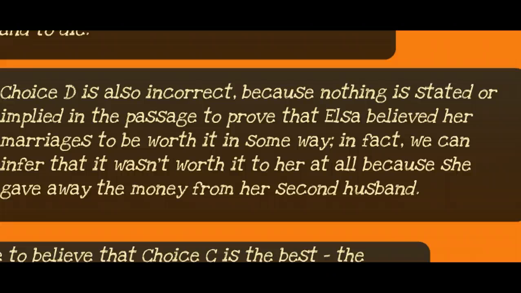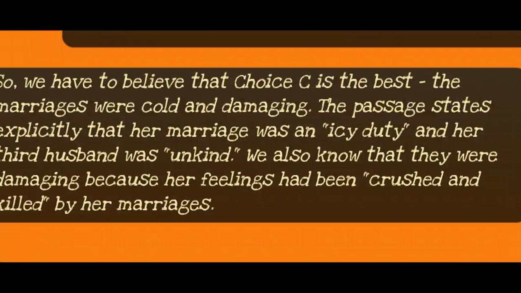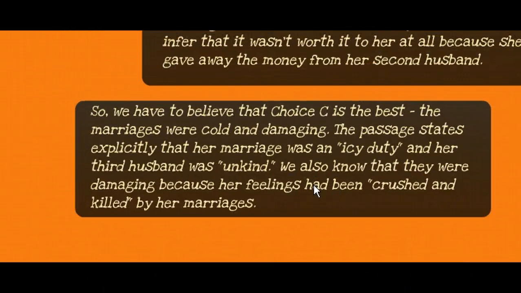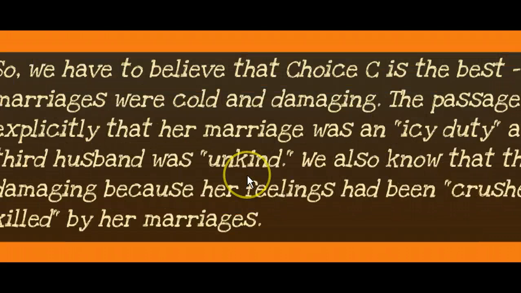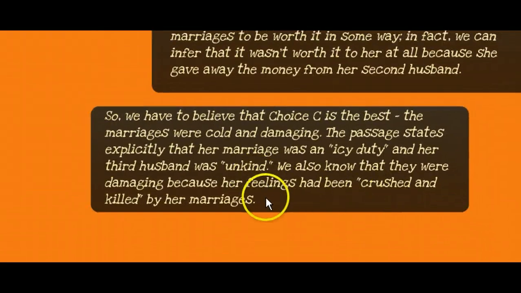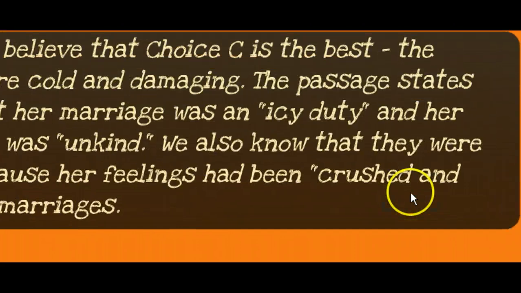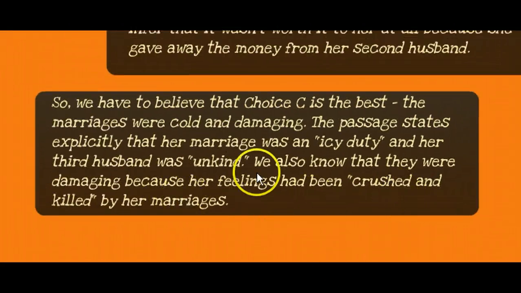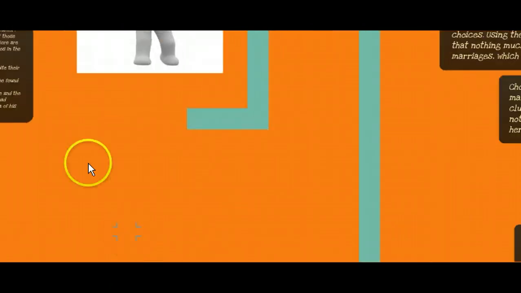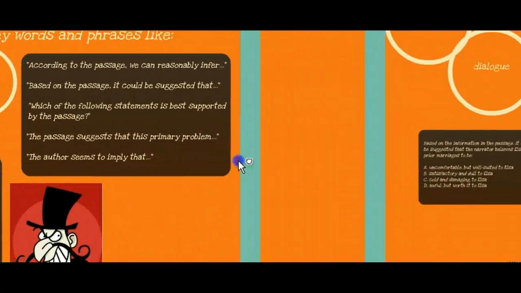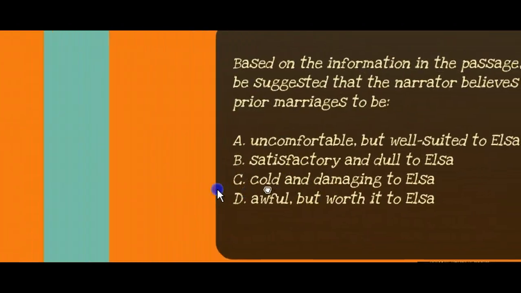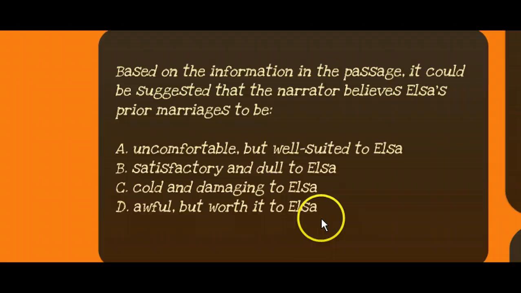In fact, we can infer that it wasn't worth it to her at all because she gave away the money from her second husband. Finally, we have to believe that choice C is the best. The marriages were cold and damaging. The passage states explicitly that her marriage was an icy duty and her third husband was unkind. We also know that they were damaging because her feelings had been crushed and killed by her marriages. Based on that evidence, we would be able to figure out that the correct answer is C, cold and damaging to Elsa.